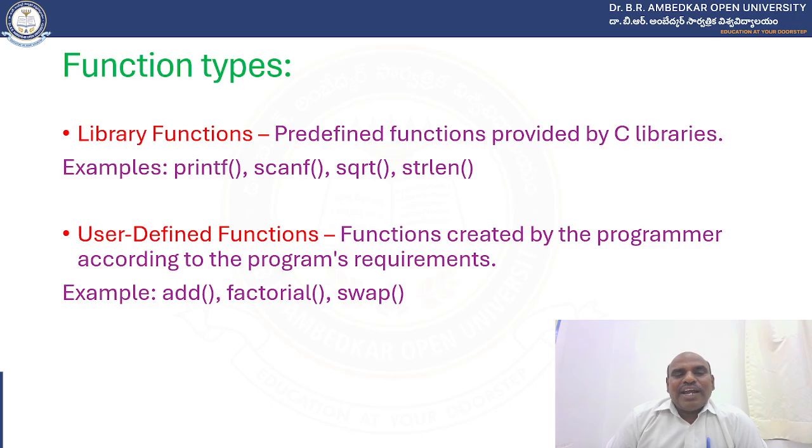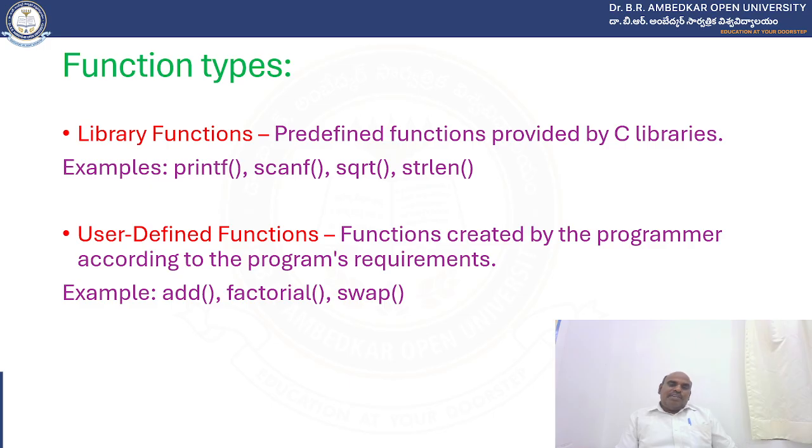Functions are broadly categorized into two types. The first category is called library functions. The second category is called user defined functions. What do you mean by library functions? Library functions means predefined functions, already defined. We can just use these functions to do our task.